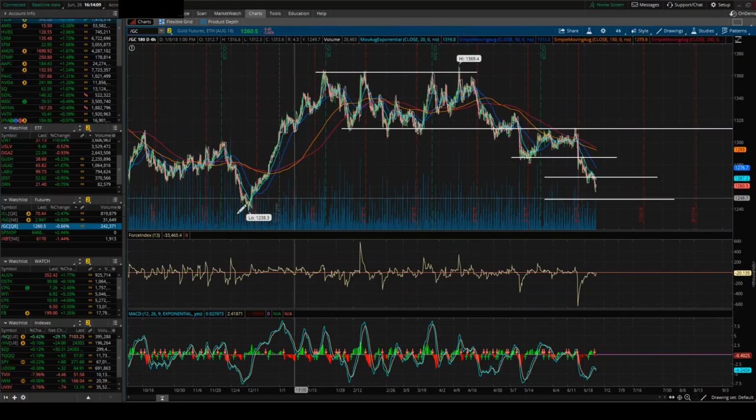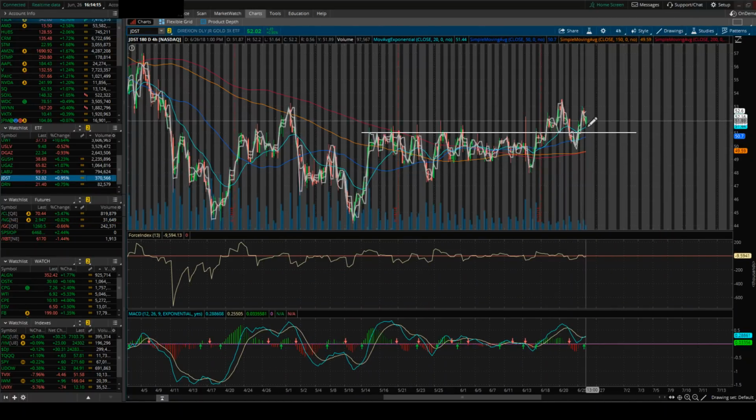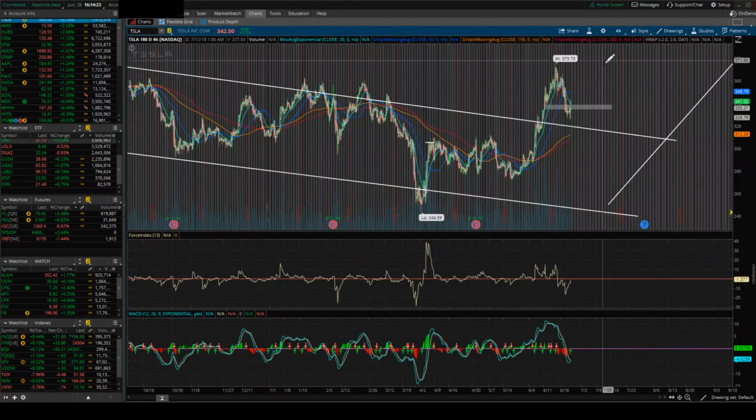No positions in JNUG. If you're in JDST, I think you may be okay, but the potential for profit is little. You guys can see JDST's edging up just a little bit, but it's just not something I'm actively participating in. I'm going to take a look at a couple of personal tickers for you guys.